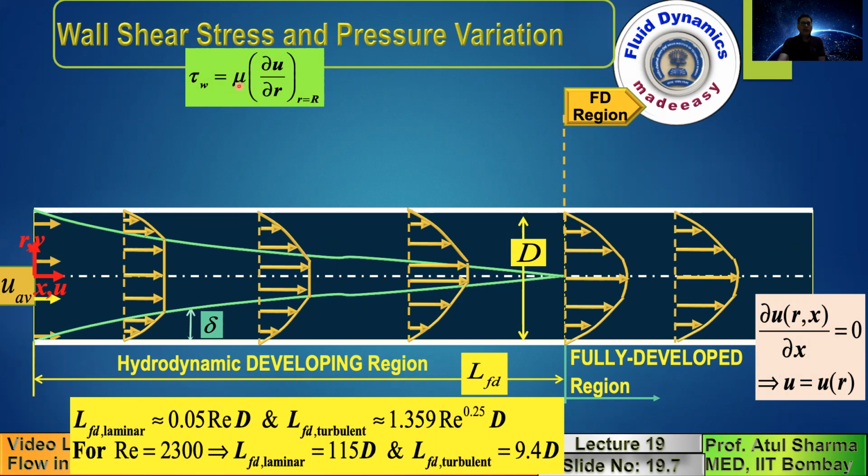The wall shear stress is the shear stress we calculate at the wall, and the expression for shear stress is mu times the normal gradient of tangential velocity. The tangential velocity is the axial velocity u, and the normal direction is the radial direction. So the shear stress is given by mu del u by del r. At the wall, r is equal to capital R, which is the radius of the pipe.